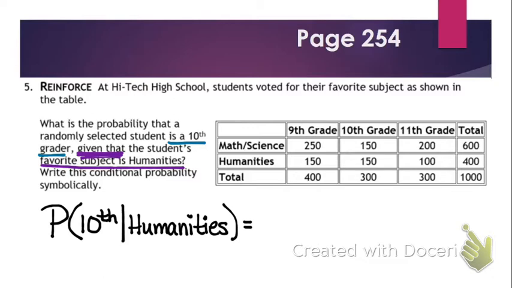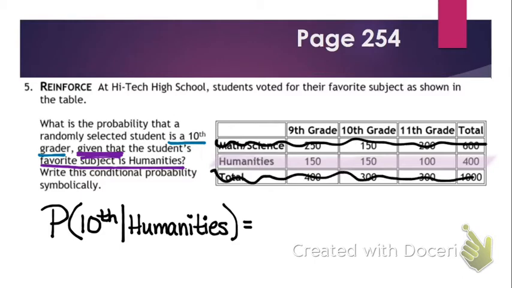So if I already know their favorite subject is humanities, do I need to pay attention to the whole table? No, I only need to pay attention to what if I already know this about them? Just humanities. So I'm only looking here. I don't care about any of the rest of this table. I don't need any of this.